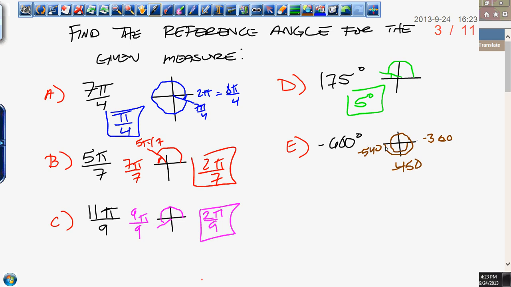If I added 60 more, I get to there, and that would be 90, so I'm going to stop there. If that's negative 600, and this line is negative 540, that means that this would have to be 60 degrees. And remember, reference angles are always positive, not negative.